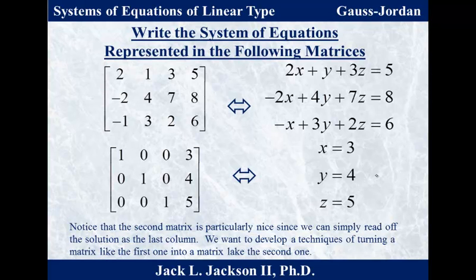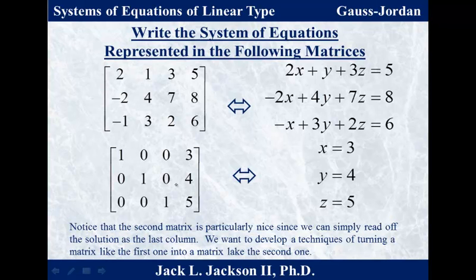The second one is particularly nice because it says 1x plus 0y plus 0z equals 3, and that just reduces to x equals 3. And the second equation is 0x plus 1y plus 0z equals 4, which reduces to y equals 4. And similarly, the last equation reduces to z equals 5. So that last one is particularly nice because it actually just has the answer right there in the last column.